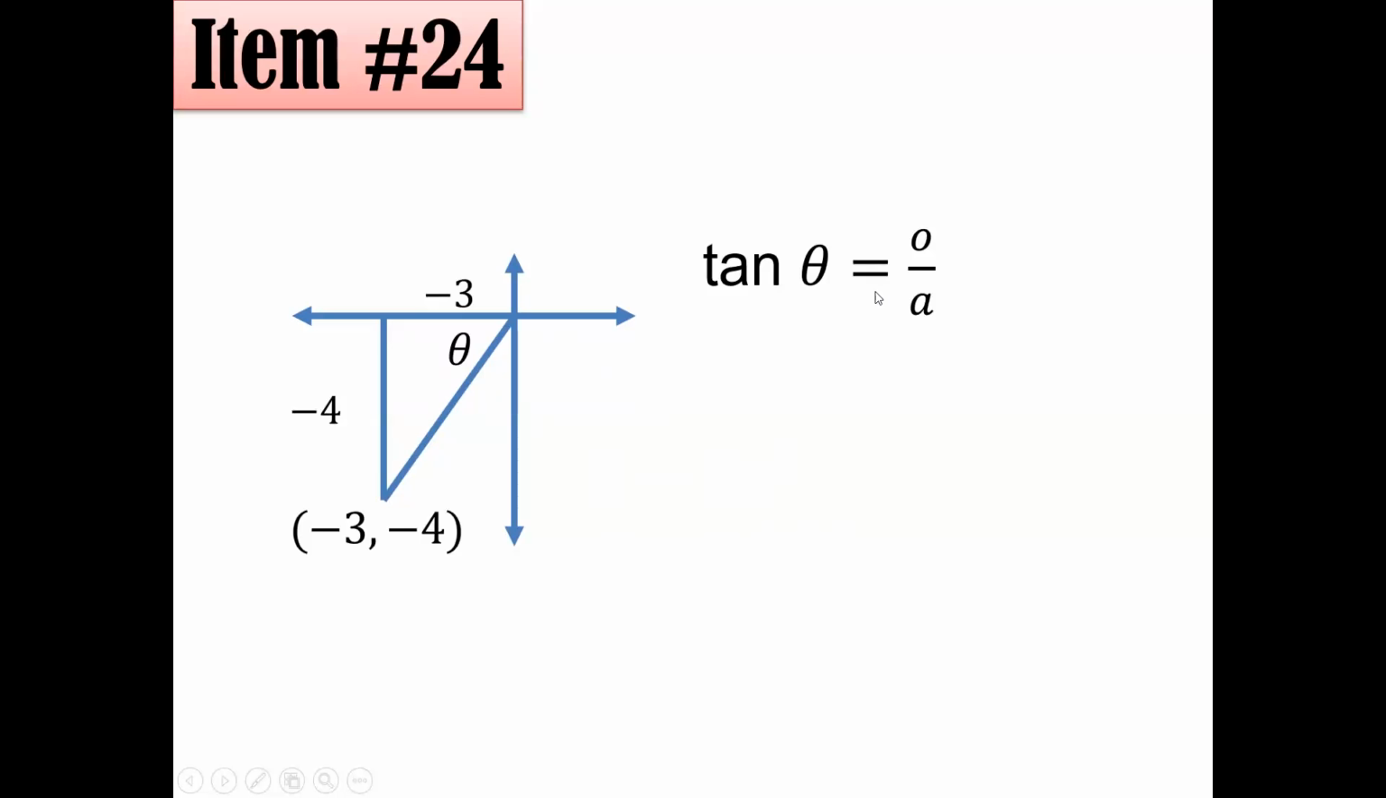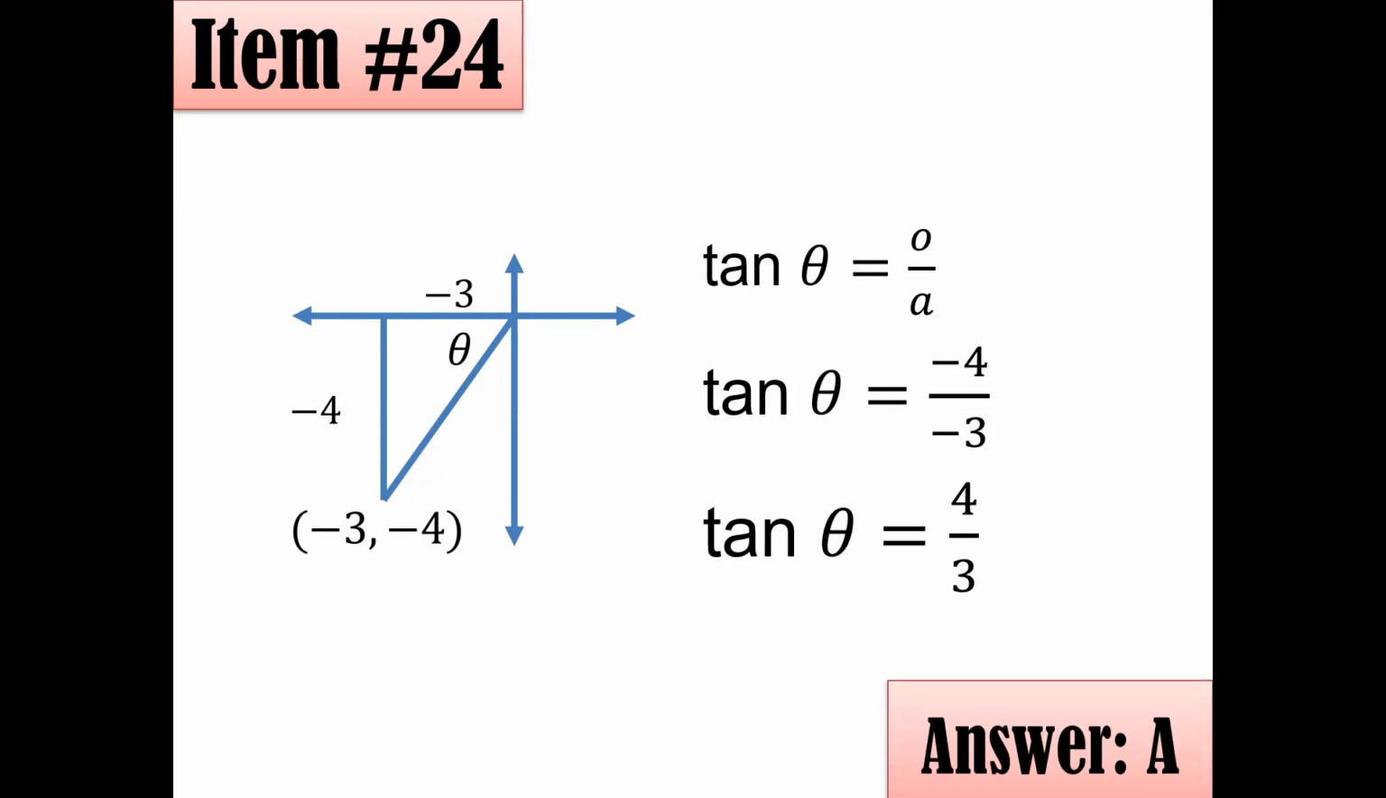And tandaan po natin that tangent theta, this is your theta, is equal to opposite over adjacent, TOA, so katoa. So yung opposite dito ay negative 4. Yung adjacent ay negative 3. And by substitution, magiging negative 4 over negative 3 which simplifies to 4/3. So tama nga naman po yung letter A, 4/3. And tandaan po natin that tangent is positive in the first and third quadrant.